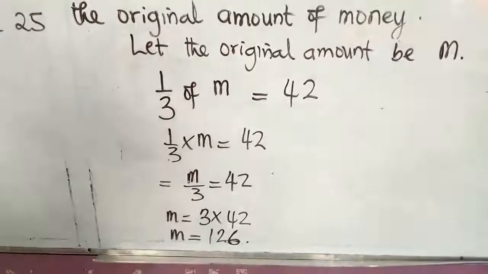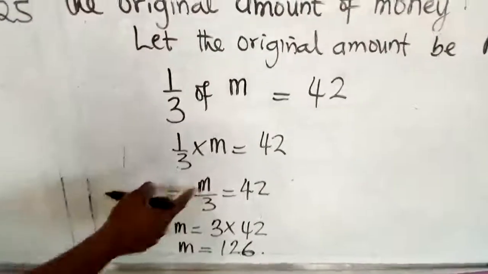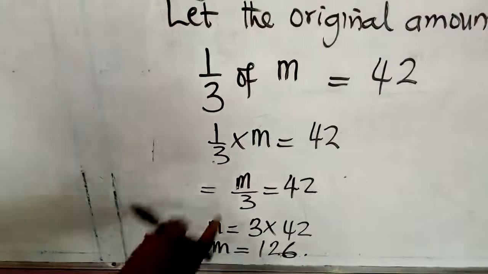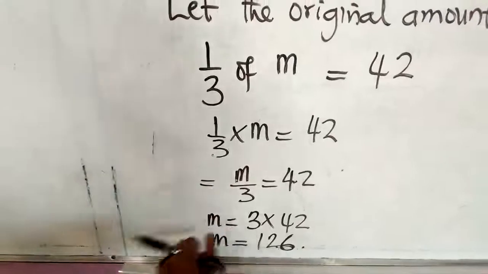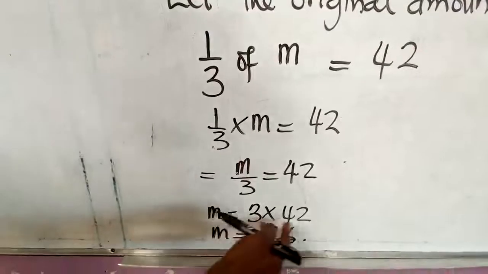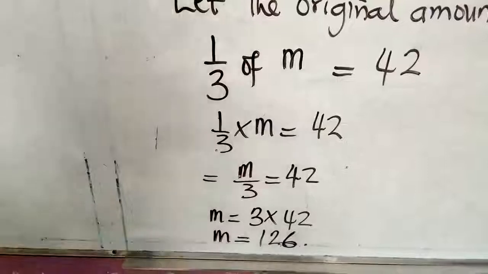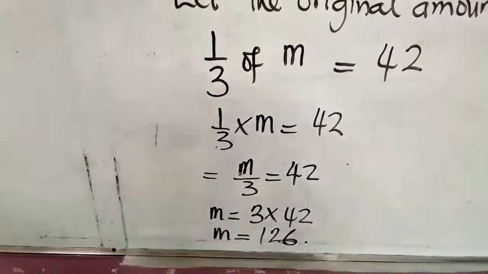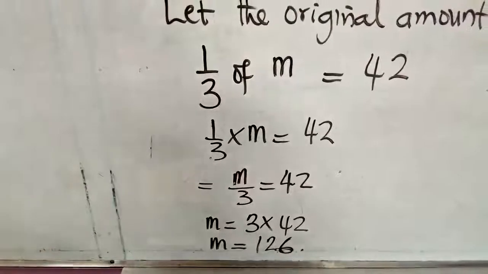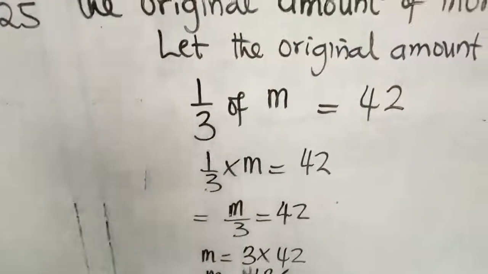So what is our M? This is M divided by 3, and our M is the dividend, and the dividend is always the largest number. So to get M, we simply multiply 3 by 42. M equals 3 times 42, and 3 times 42 is 126. Therefore, the original amount of money was 126 naira.